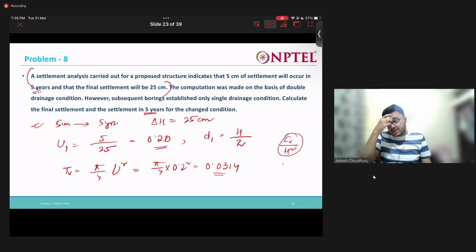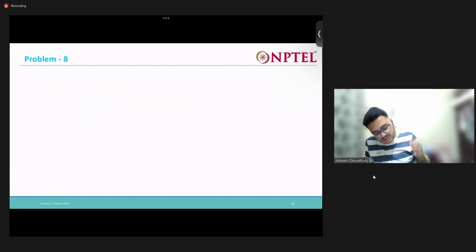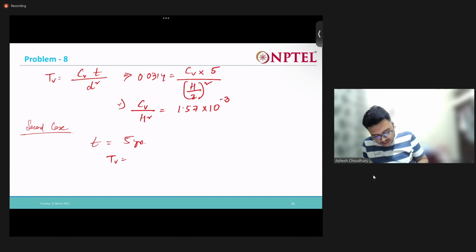So here we are not just making a random guess, we are making a calculated guess. When we consider double drainage, in 5 years 20% settlement had occurred. So obviously when there is single drainage, in 5 years my settlement will be lesser than 20%, that is, the degree of consolidation will be lesser. The relation which I can use is again this only.